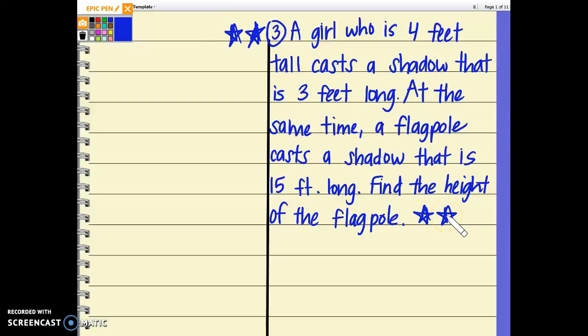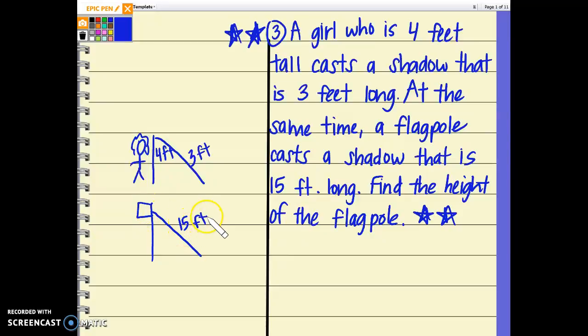Alright, so for some people it might be helpful to draw a picture. So here's my girl. Give her some hair there. She is 4 feet tall. So her shadow is 3 feet. Okay, so we have a flagpole. So here's the flag. It casts a shadow that is 15 feet long. Find the height. Alright, so we now know our corresponding pieces.